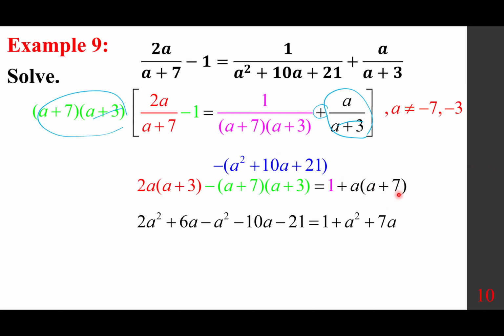So let's put the right side in descending order: a squared plus 7a plus 1. Let's combine like terms on the left side. This adds up to a squared. These two add up to negative 4a. Everything else remains unchanged. We can drop the a squared from both sides just because they are identical. You don't have to move it. They are identical on both sides of the equation.